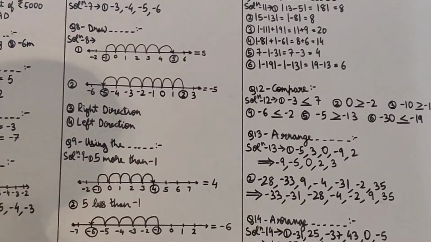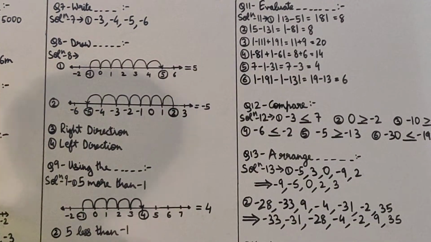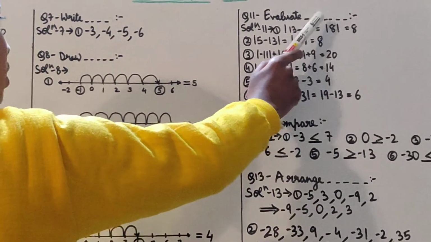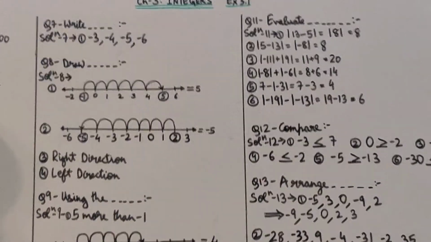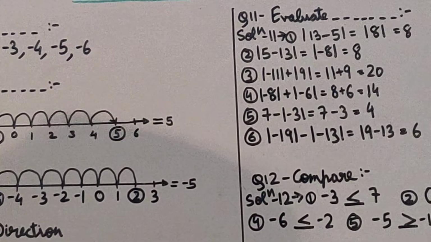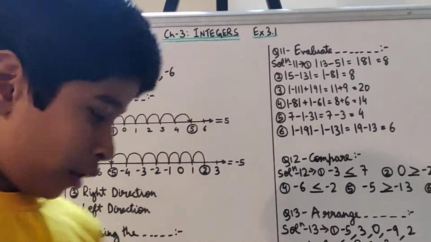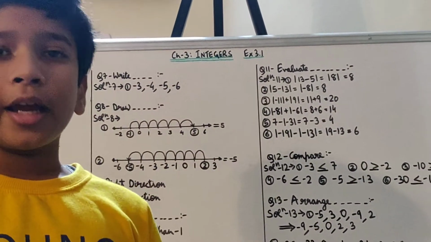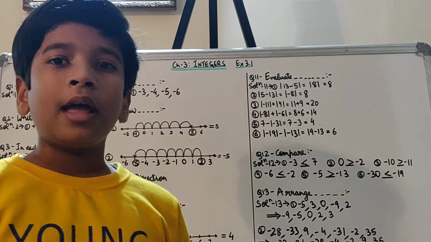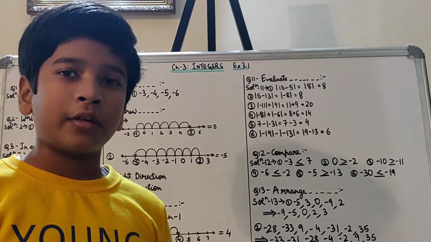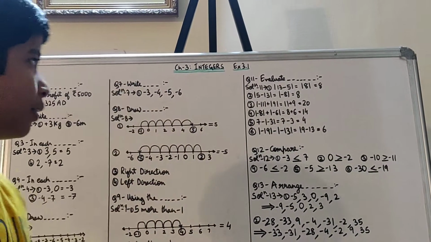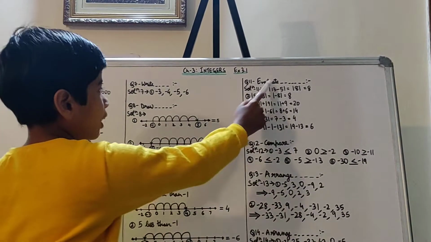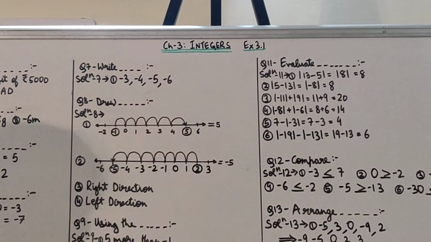Now question 11. Evaluate the following. So now in this we are going to learn something new. It is that these lines are called modulus. The basic rule of modulus is that this is also called the absolute value of an integer. In this, a negative number is changed into a positive number and a positive number is changed into a positive number, means the number itself is written. This is the basic rule of modulus. These lines are called modulus or absolute value of an integer.